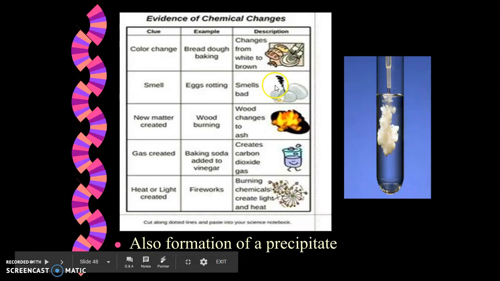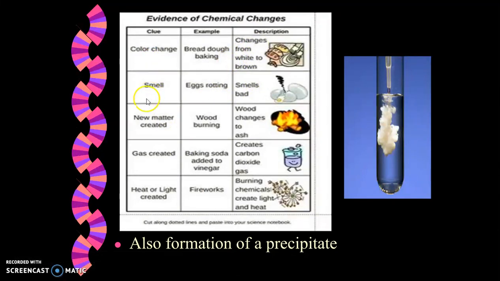Evidence that a chemical change is happening: you might see a color change, like bread dough baking goes from white to brown. There might be a smell change, like eggs rotting or when food goes bad. They don't smell good. New matter is created, so when wood is burning, it changes to ash, so I've made something new, just like the paper burning.